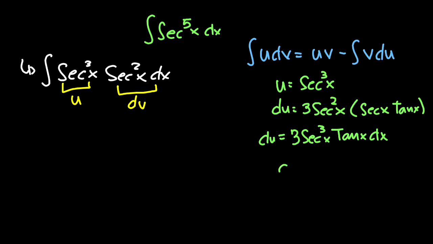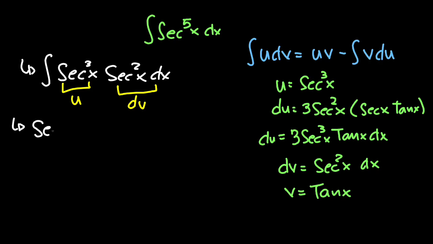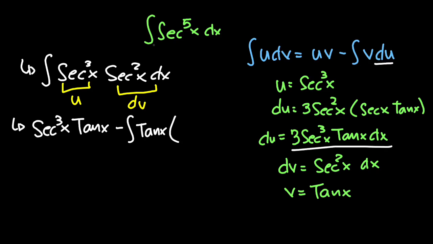Focus on dv now. dv right here is secant squared of x dx. Taking the integral of secant squared of x, it is actually equal to tangent of x. And now by that, based on the formula, we would have the value of something like this. U here is secant cube of x. V here would be equal to tangent of x minus the integral of v, which is tangent of x, multiplied by the value of du, which is this one.